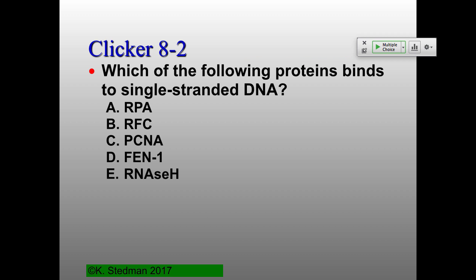Which of the following proteins binds to single-stranded DNA? RPA, RFC, PCNA, Fen1, RNase H. Classic kind of question that Stedman would ask on an exam.